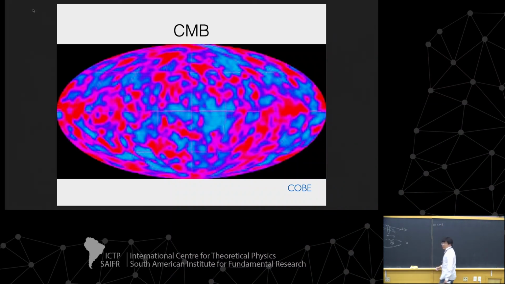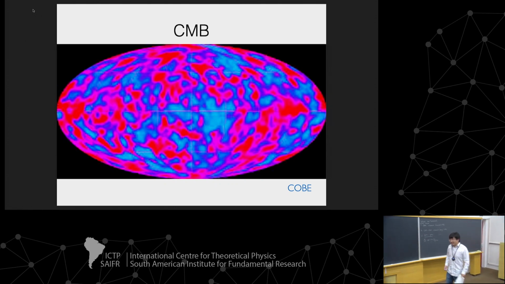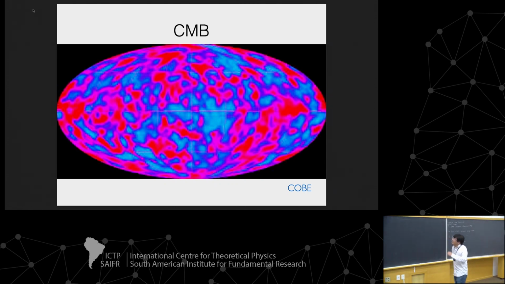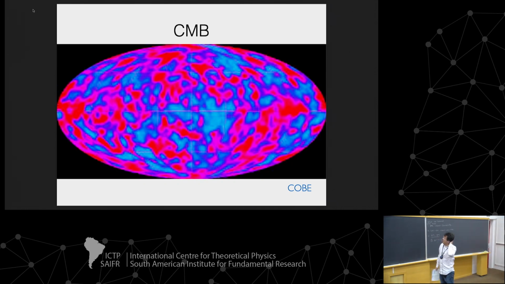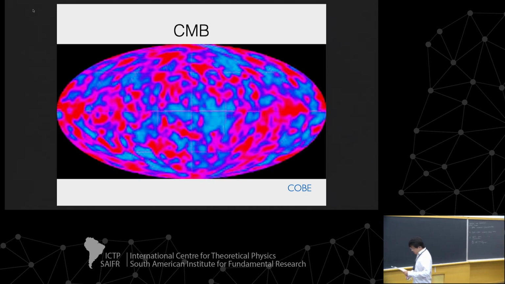So here I'm showing you a picture from COBE, which is a device that is 40, 50 years old. So it's a very old picture, where we have a first global measurement of the cosmic microwave background. As you can see from this picture, the resolution is quite bad. But simply from this picture, we learned a couple of things.